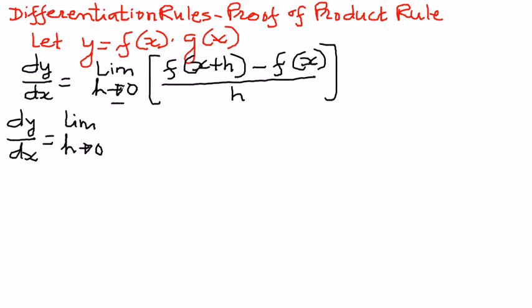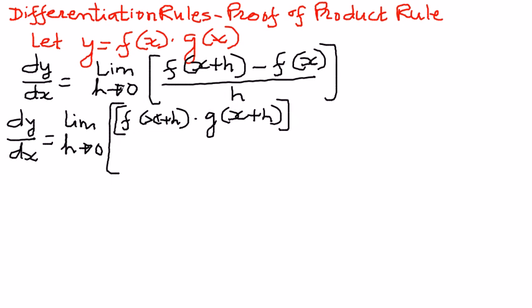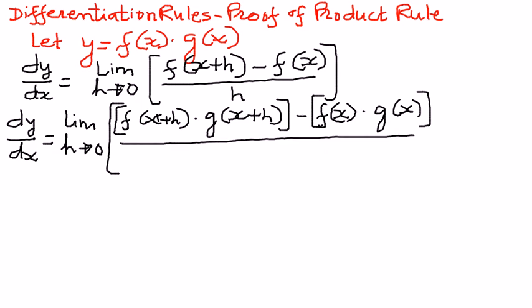We can write this one as follows. f of x plus h times g of x plus h, we'll put that in brackets, minus f of x times g of x, and I'm going to put this in a set of brackets like that. This whole thing divided by h.